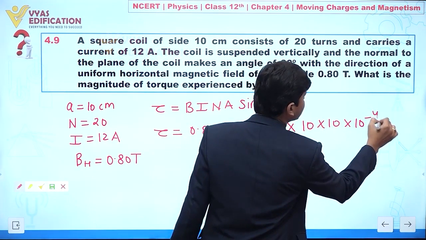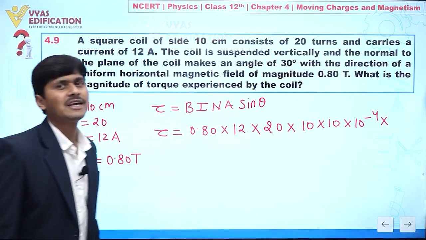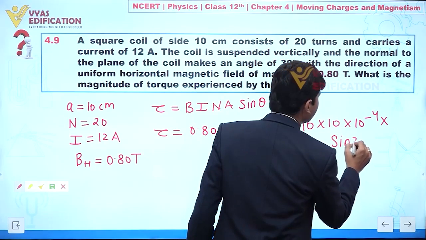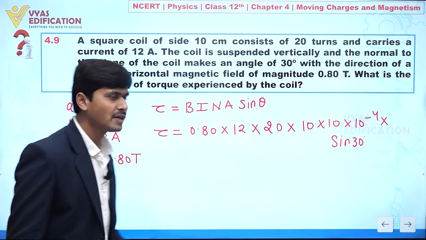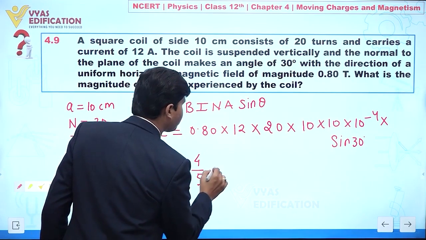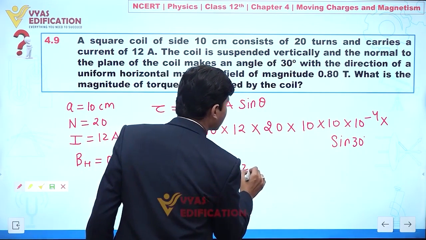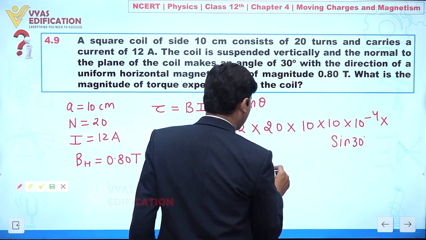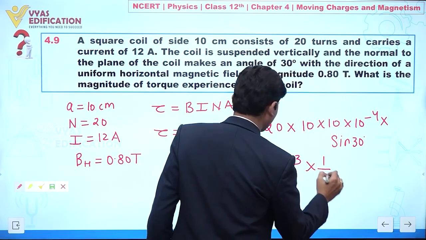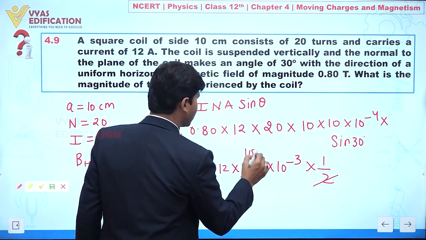We can convert into meter square and multiply with sin theta. So we can say this value we have sin of 30. Clear everyone? So from here we can write like this: this is 4 by 5 multiply 12 into 200, and this is 10 to the power minus 3, and this is 1 by 2. We can say this becomes 100.